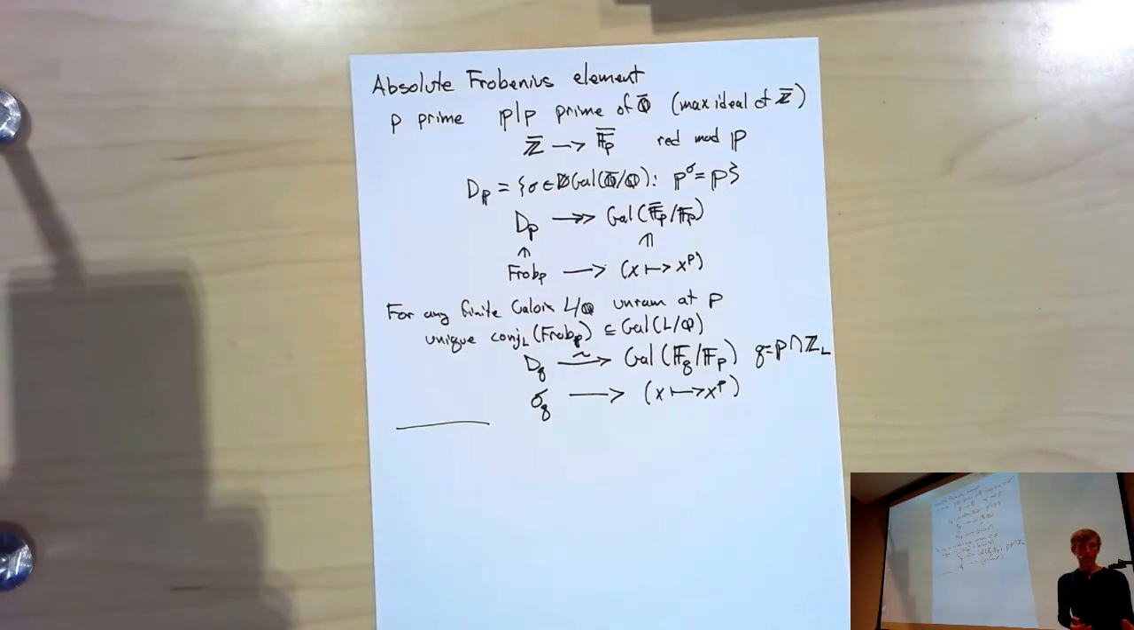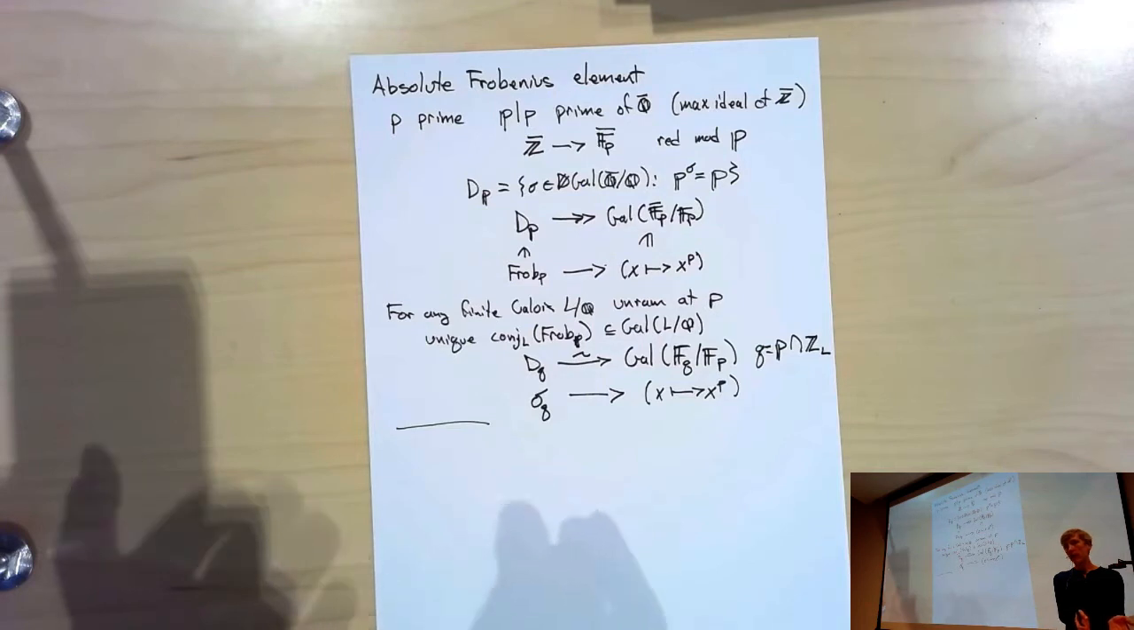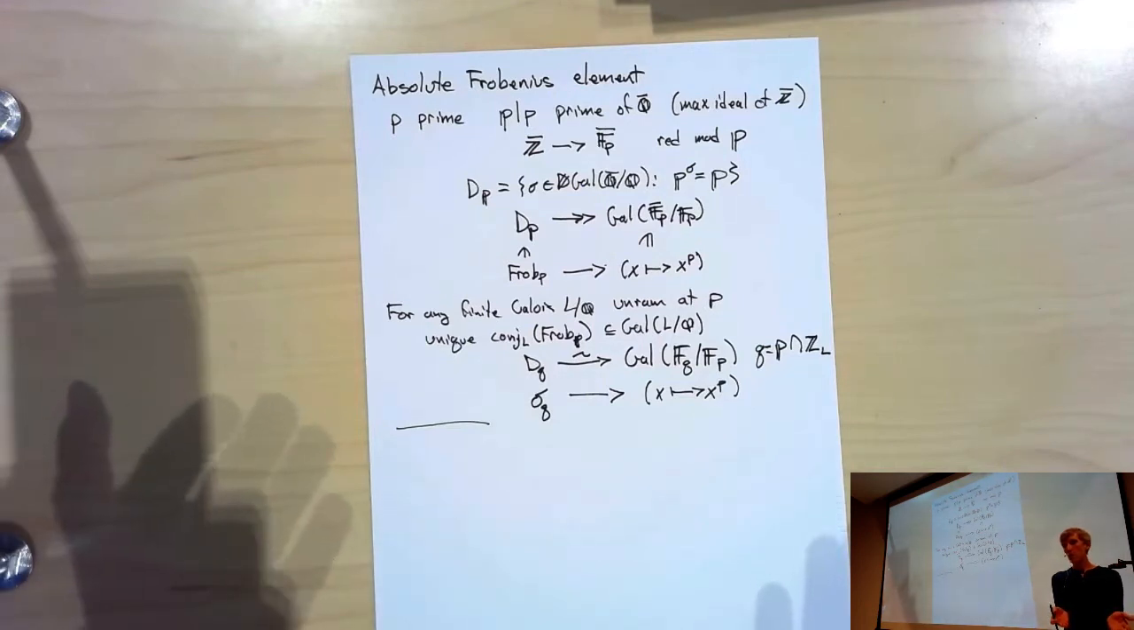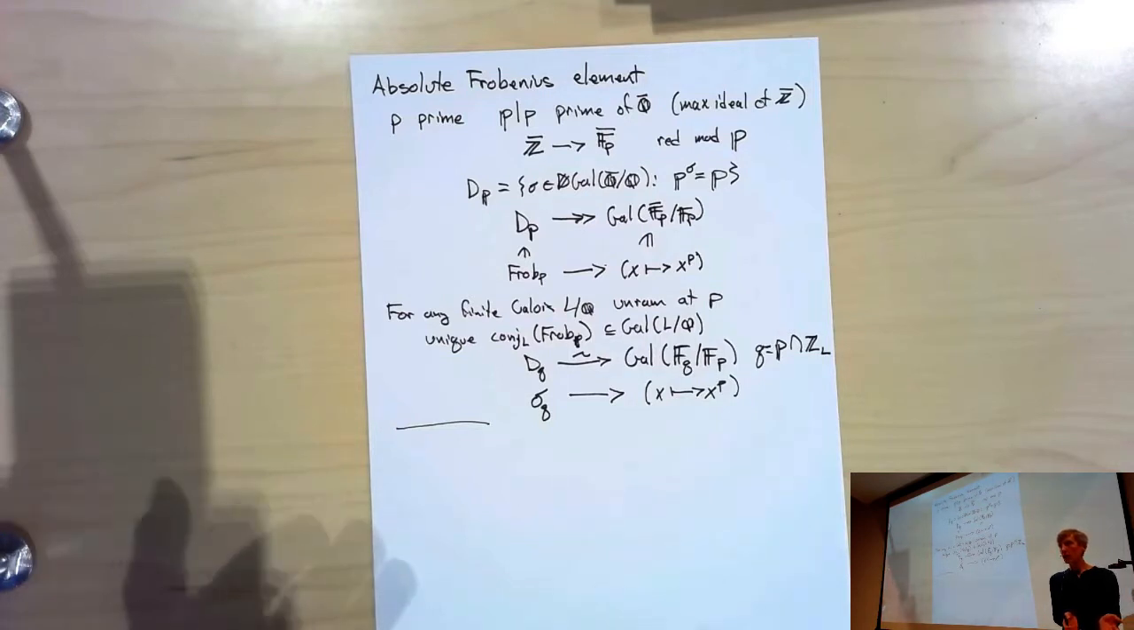Okay, but for us, the absolute Frobenius is an element of the absolute Galois group. And so it makes sense for us to talk about plugging it into a representation of the absolute Galois group, regardless of whether we're talking about a ramified prime or not. We can't say anything about what happens at the ramified primes, but we don't care because there are only going to be finitely many of them for any particular finite extension.